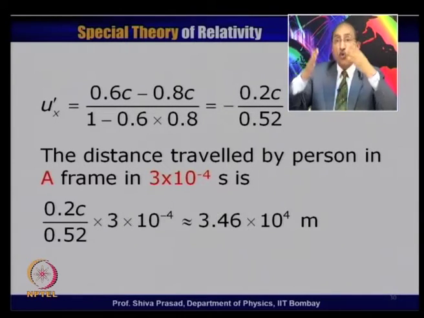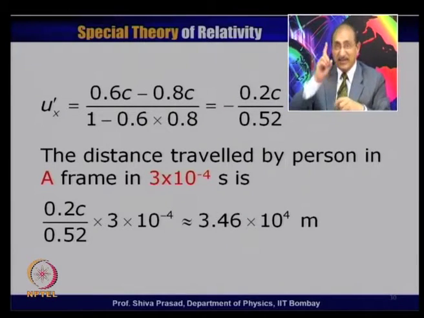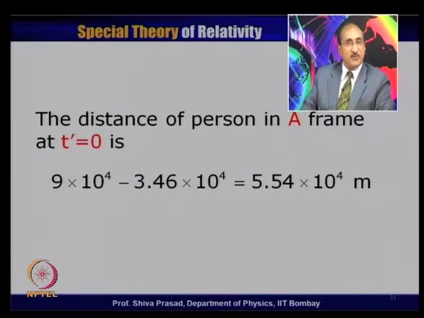towards him. The original distance at time 3 into 10 to the power minus 4 seconds was 90 kilometers. I have to subtract this distance from 90 kilometers to find out the coordinate, or the position, of the person in the frame of reference of the ambulance at t prime equal to 0. That is what I have done in the next transparency.